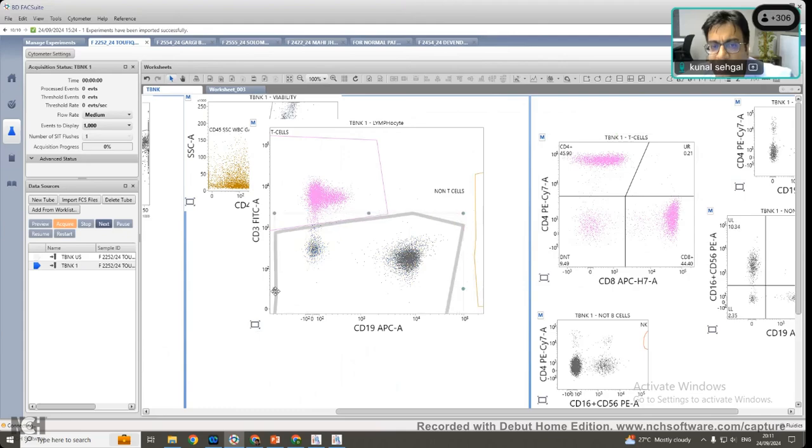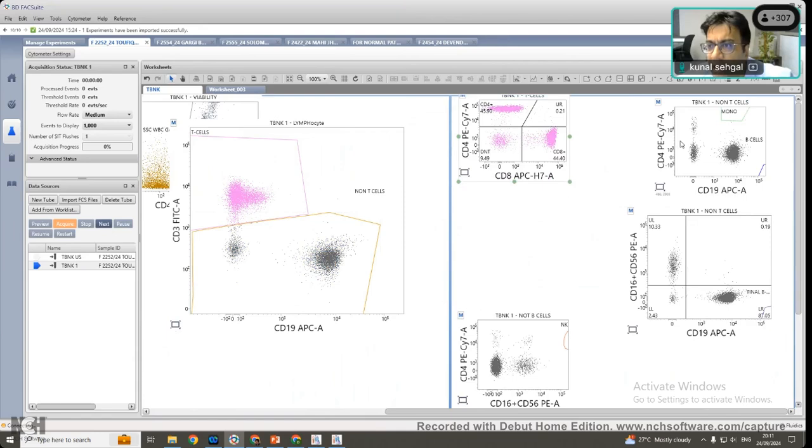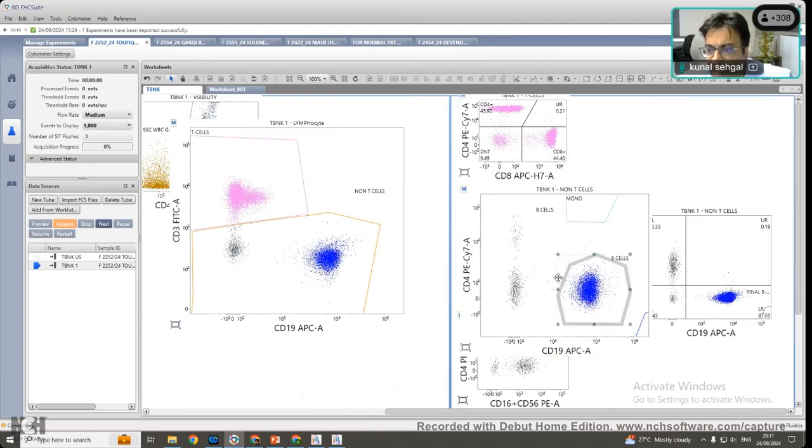So let's color the non T cells as one color. We have tried to put a gate. I'm going to reduce the gate of this CD4, CD8, and now come to this gate of CD4 versus CD19. Let's give the B lymphocytes a dark blue color. Now these are my B lymphocytes. So the T cells are in pink, the B cells are in navy blue. What will the remaining lymphocytes be?